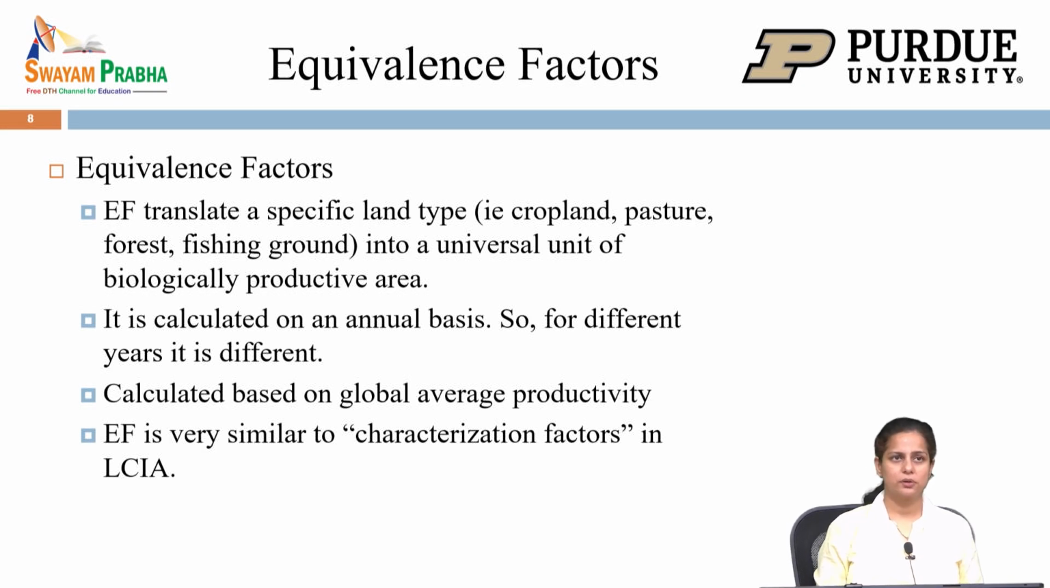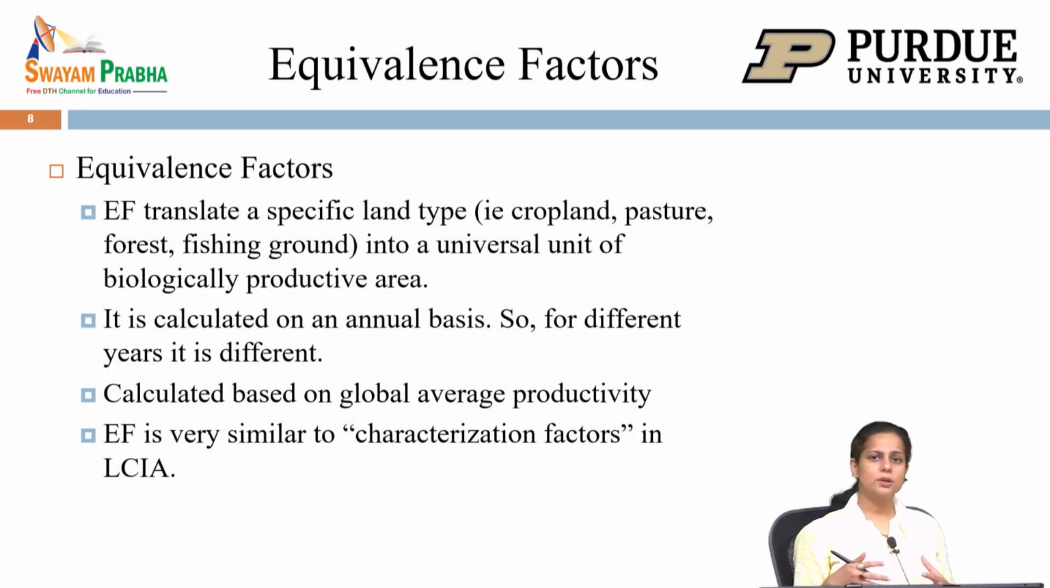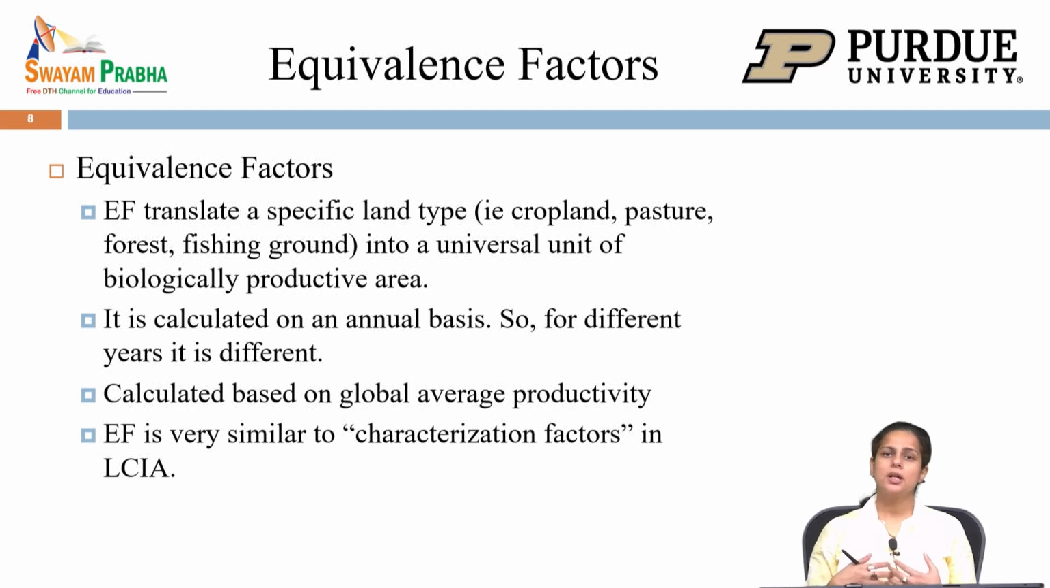So, let us see what the equivalence factor is. The equivalence factor is used to translate a specific land type, that is cropland, pasture land, forest, fishing ground. All of those are diverse. You cannot substitute a cropland for a freshwater land. So, there is no substitutability, and therefore, you cannot add these hectares into one. So, in order to calculate a single metric of ecological footprint, these are normalized into a universal unit of biologically productive area in terms of global hectares, and it is calculated on an annual basis. So, for different years it is different, and it is calculated based on global average productivity.